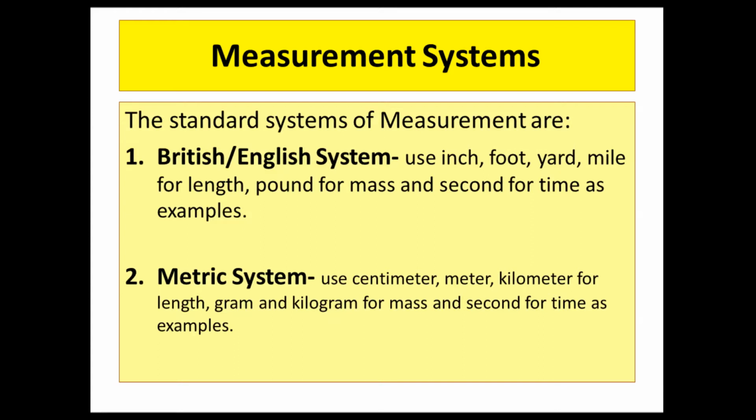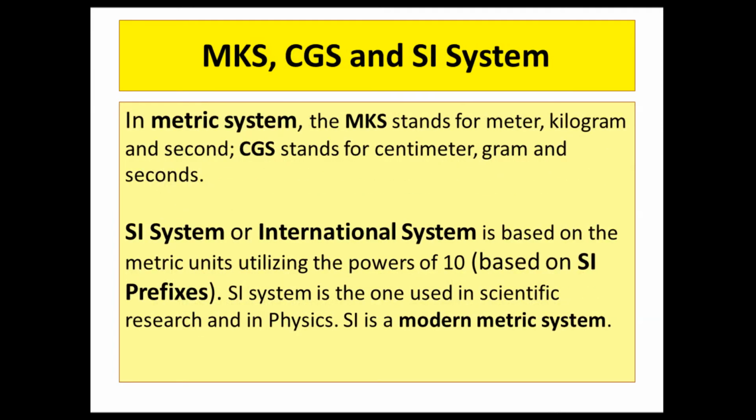We use measurement systems like the British or English system and the metric system. In physics, we normally use the metric system nowadays. The metric system traditionally has what we call MKS and CGS. MKS stands for meter, kilogram, second. CGS stands for centimeter, gram, and second.